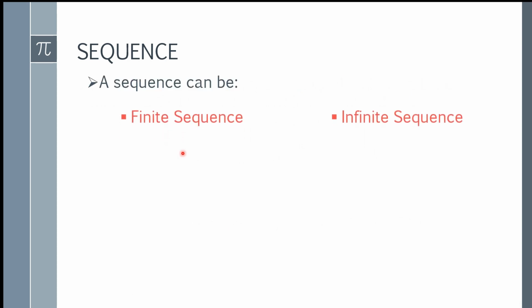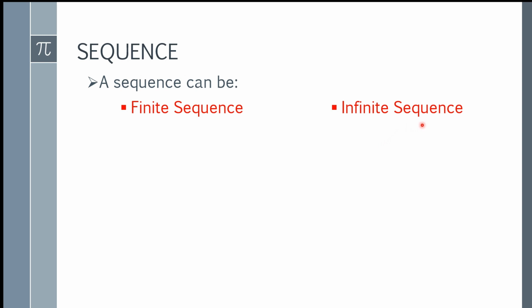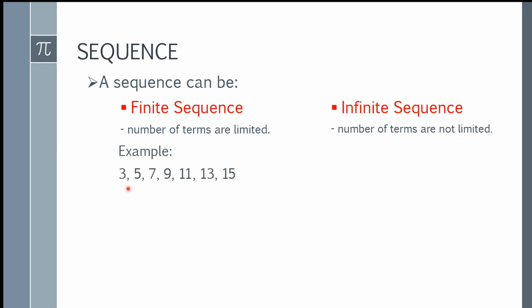A sequence can be finite sequence or infinite sequence. When we say finite sequence, the number of terms are limited, while infinite sequence, number of terms are not limited. Now let's take this example: 3, 5, 7, 9, 11, 13, 15. The first term of the sequence is 3, and the last term is 15. Since we can easily identify the last term, which is 15, this example is considered to be finite sequence.